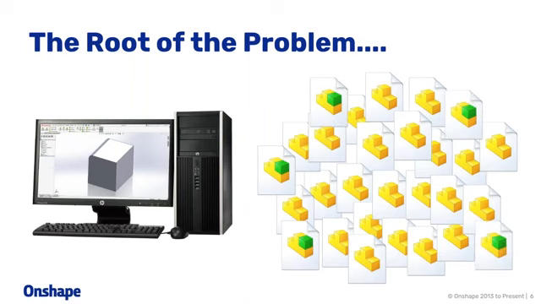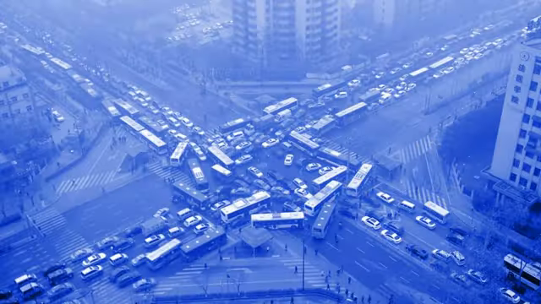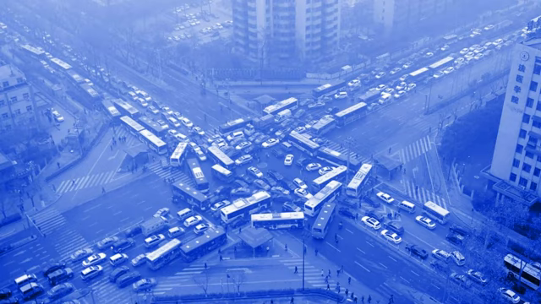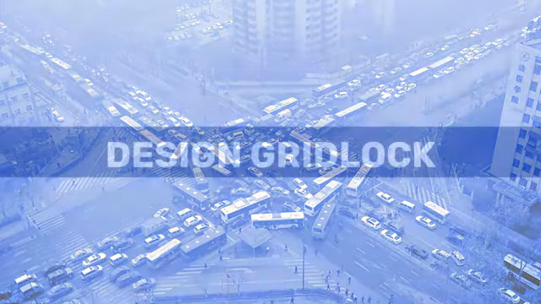So I will refer to this in general, how Onshape eliminates the issues that are generated by the simple file. Okay, and if you look at this image, this is how we represent a team trying to work with old CAD systems and files everywhere. You get complete design gridlock.